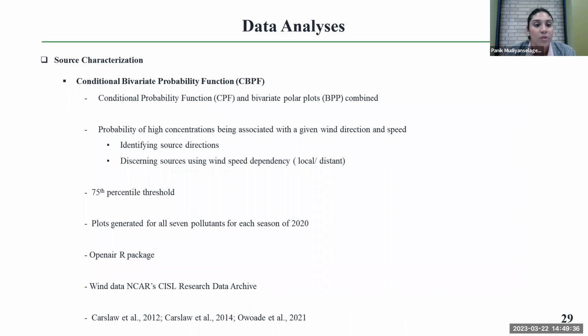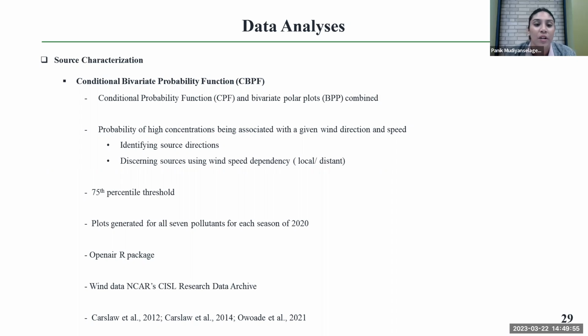And then for SO2, we observe weak spatial variability with 0.11 as the maximum COD computed. Okay, so the next analysis was source characterization. For this, we use the conditional bivariate probability function. It's easier to say CBPF. This is a combination of the basic CPF function and the bivariate polar plots.